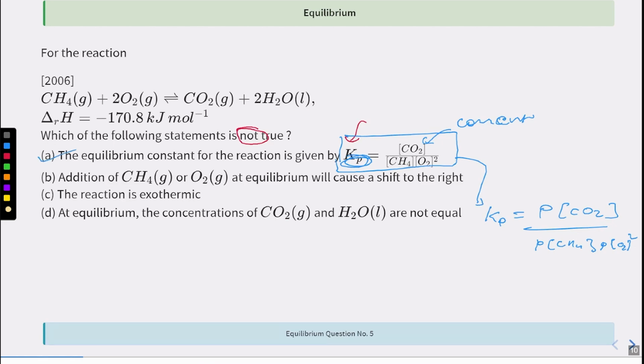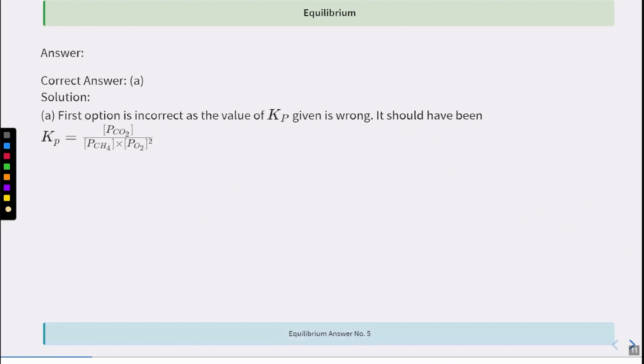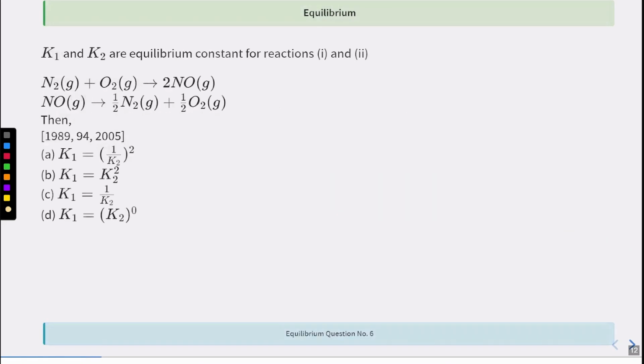Now let's talk about the other options. The reaction is exothermic. Obviously that is what is given over here, so that is correct. We are going to write correct. At equilibrium, the concentrations of H2O and CO2 are not equal, obviously. And addition of CH4 or O2 at equilibrium will cause the reaction to shift right. That makes sense because you are increasing your reactants. To stabilize it and come to equilibrium, we'll always move in the forward direction. So that is a very fundamental problem.